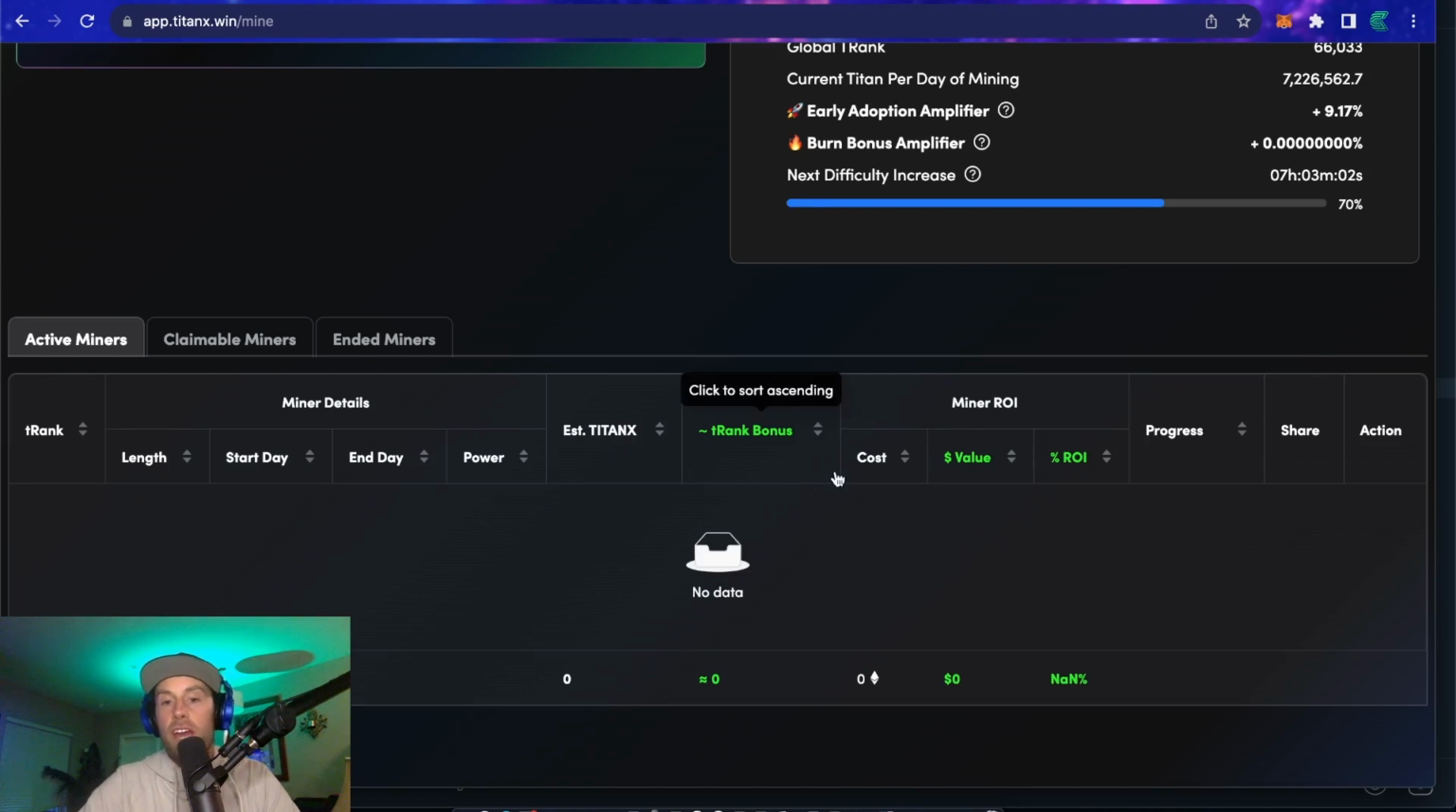And from there, that's the only real main thing you need to understand that's not self-explanatory, like ROI, value, cost. It's all going to be here. You're going to see that. But the T rank bonus is the only interesting thing that you really need to know about this bottom section here.